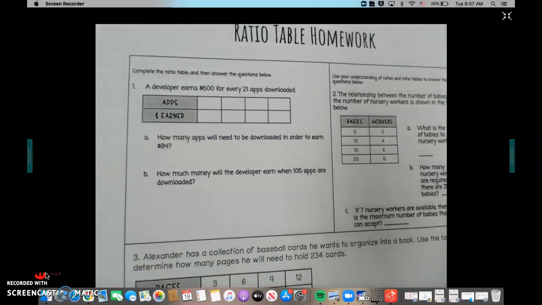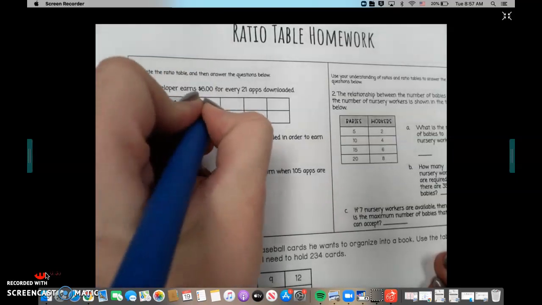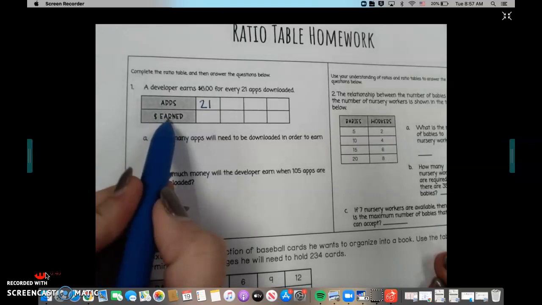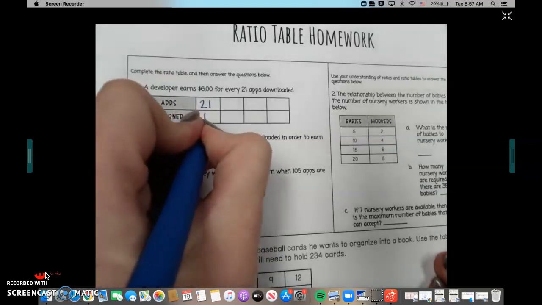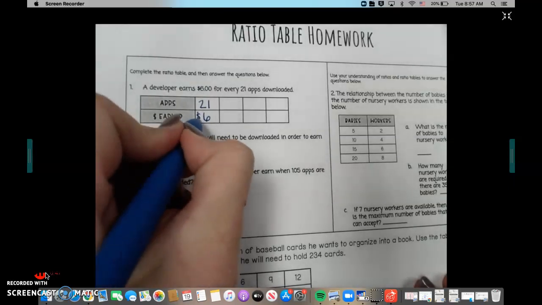So somebody raise your hand. Tell me, what was the first ratio they gave us in this problem? Go ahead. For every, you got it. So where it says apps, I'm going to stick a 21. And where it says dollars earned, I'm going to stick the money, which was $6. If you want to put a dollar sign in there, you totally can.